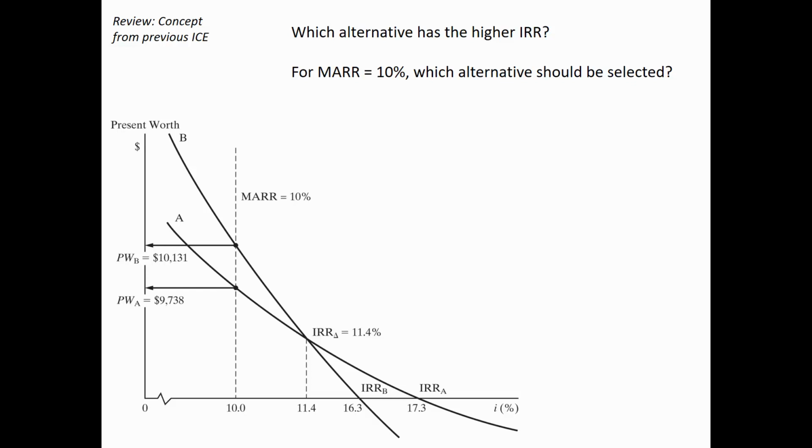Because you have less going into option A. Yeah, so option A has a lower initial cost, and so you're earning a higher percentage rate of return, but since option B was a bigger investment, then you're making more overall.